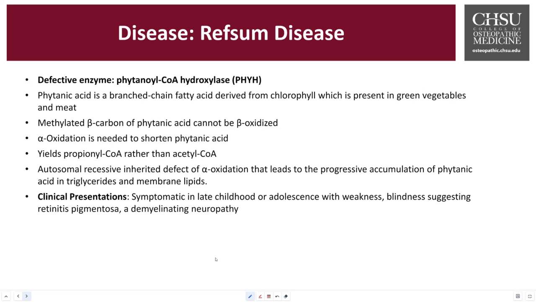Refsum disease is an inherited autosomal recessive disorder, so affected individuals have to have 2 copies of this defective gene. As a result, the disease manifests in late childhood or even adolescence, and common clinical presentations include weakness, visual impairment, retinitis, and even demyelinating neuropathies. The accumulation of phytanic acid in various tissues can cause the severity to be different, and it ranges from less severe to moderate to extremely severe cases.